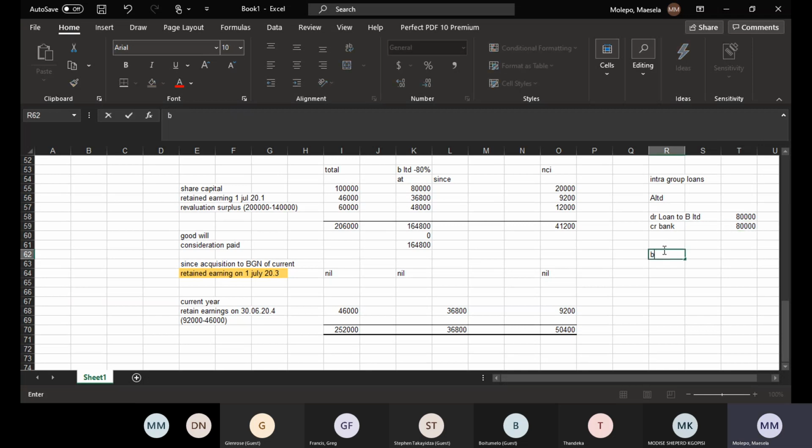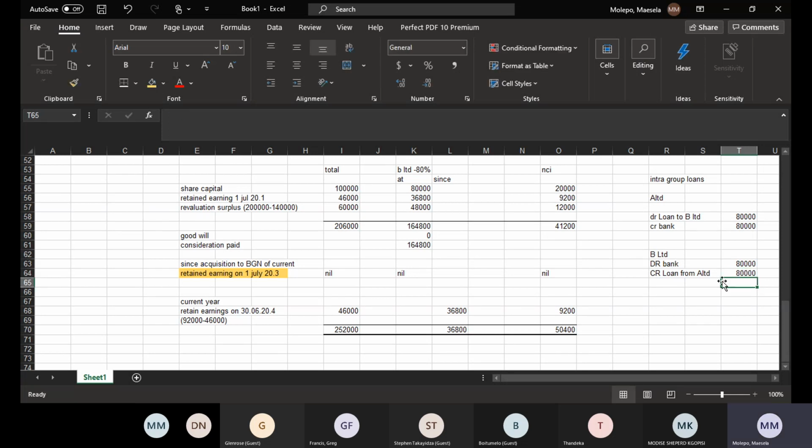And then in the books of B, B Ltd was going to have bank of 80,000. And then he has a loan from A. Okay, sorry. Let me show my debits and the credits. So we have a debit and then here we're going to have a credit, which is 80,000.